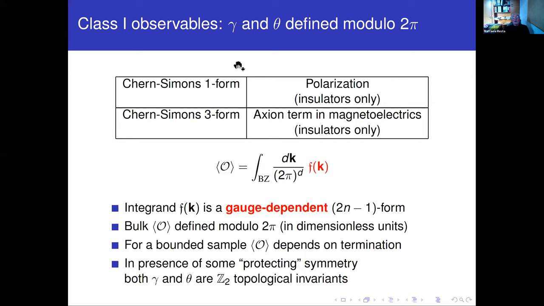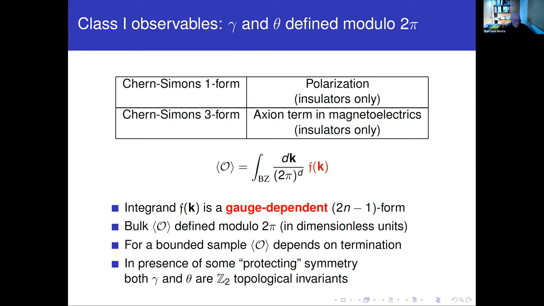There are two angles, both defined modulo 2 pi, both in insulators only, and all have this general form, where the integrand is a gauge-dependent 2m minus 1 form. The bulk value is defined modulo 2 pi. For a bounded sample, the actual value depends on termination. And if you have some protecting symmetry, both become topological invariants.